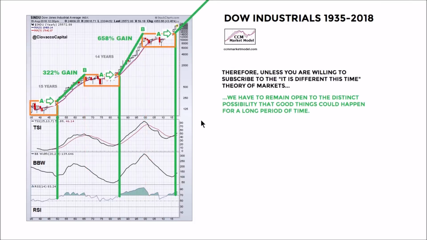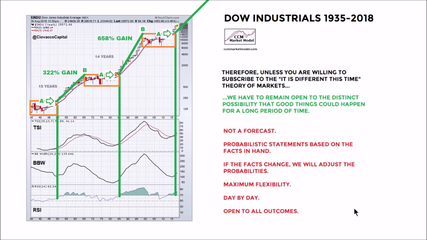And to subscribe to the hypothesis that good things could happen for a long period of time, we don't have to make any claim that it's different this time. In fact, it's the same. It's following the same pattern. There's nothing particularly different about this point A, or this point A, before we move to valuations, because you can make an argument that valuations are what's different in the present day.